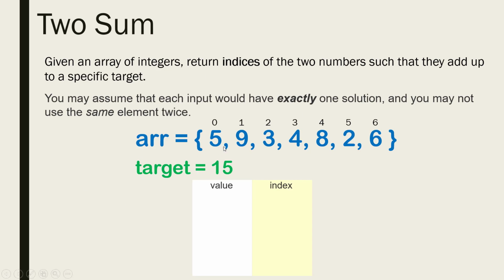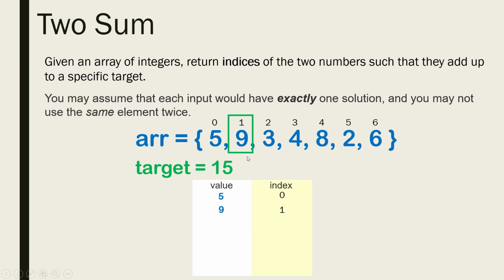For example, let's start with the first index. So 5 and 0. What we're going to do is check if there is a partner for 5 in this table. To know what the partner is, we subtract 15 minus 5, which is 10, and see if 10 is already here. Since it's not, we're going to put 5 in the table since it's something that we have already seen. So let's put it there. 5 and 0. Take note, we are putting the value and the index as well. Next, we go to the next value. 9 and 1.